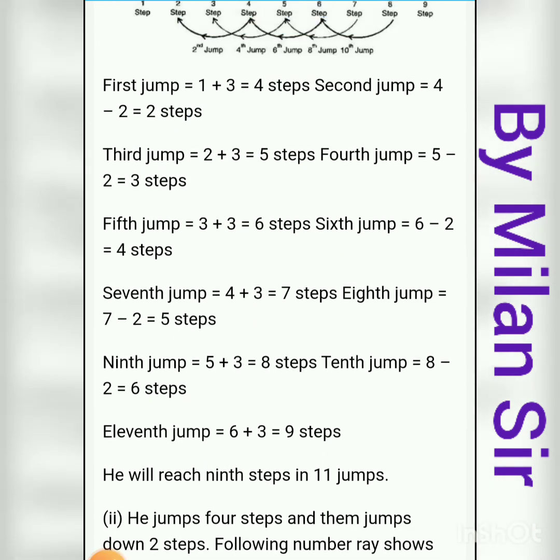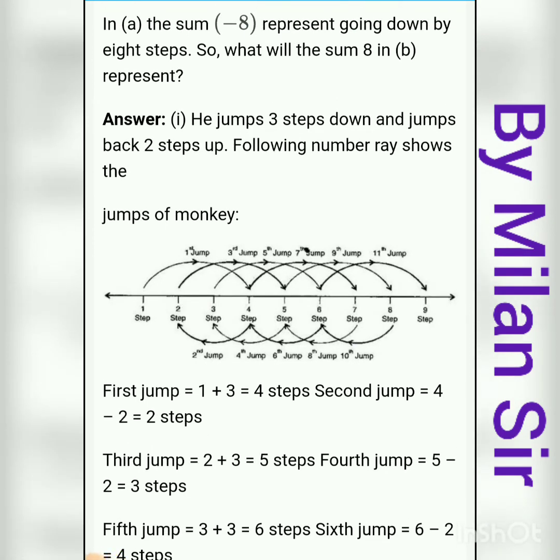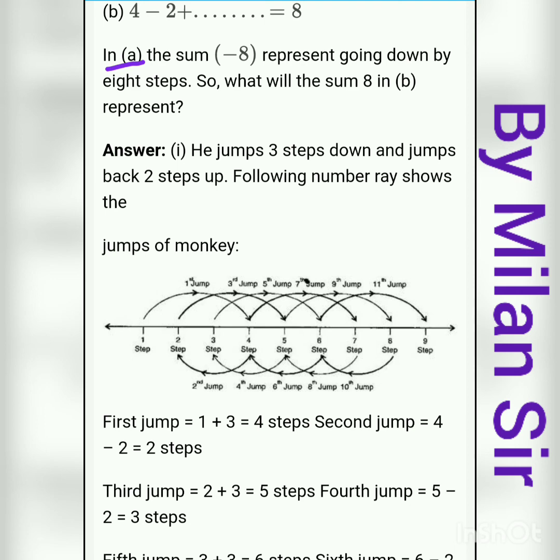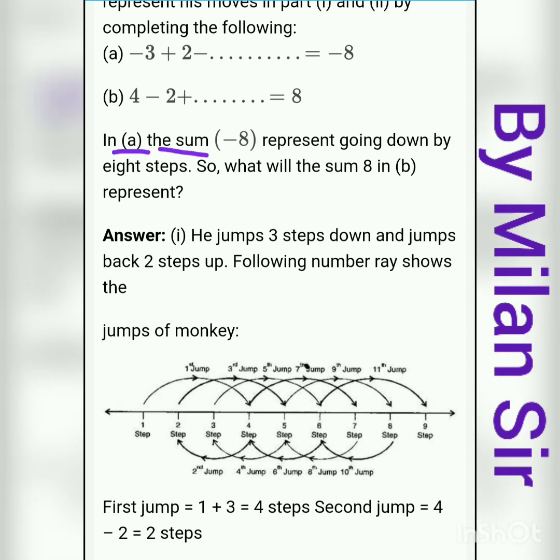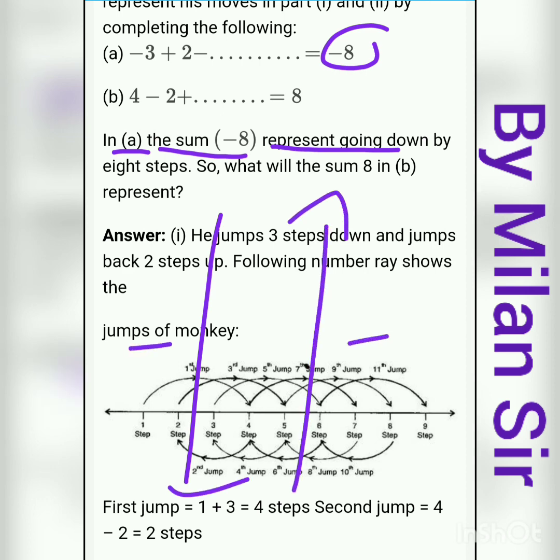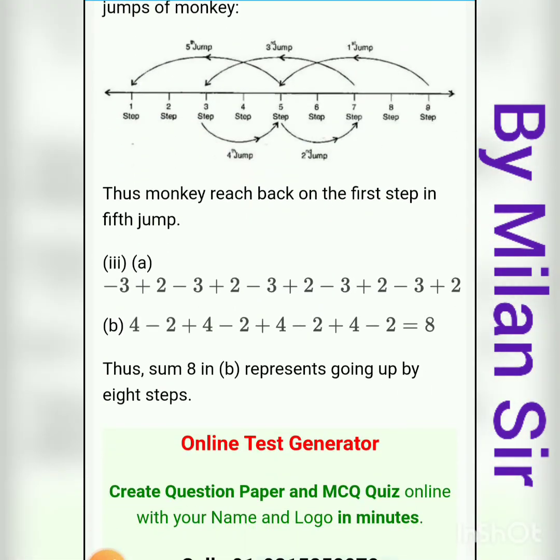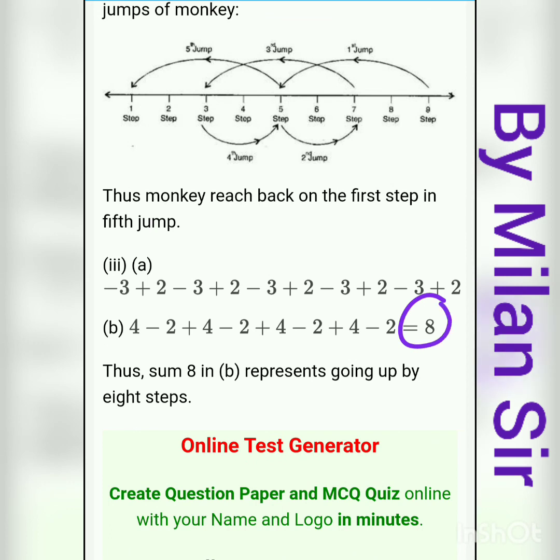And one more thing, here it is given in A, the sum minus 8 represents going down by 8 steps. The negative sign represents downward direction, so alternately the positive sign represents upward direction, right? If downward direction is represented by a negative sign, then definitely the opposite direction, that means upward direction, we can represent by a positive sign. So here we get the answer plus 8, right? So plus 8 means going up by 8 steps. Thus the sum 8 in B represents going up by 8 steps.